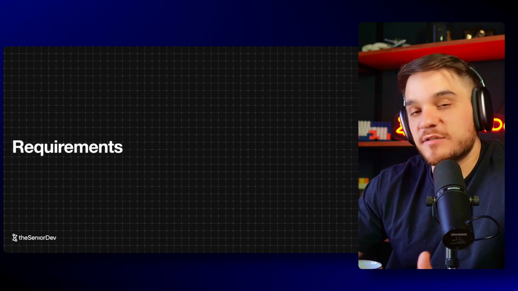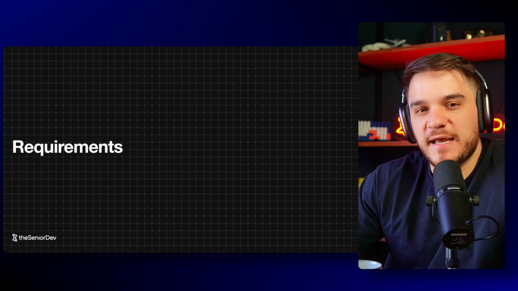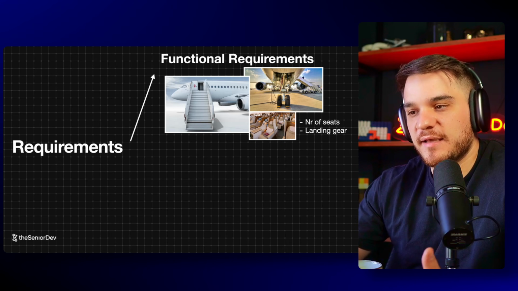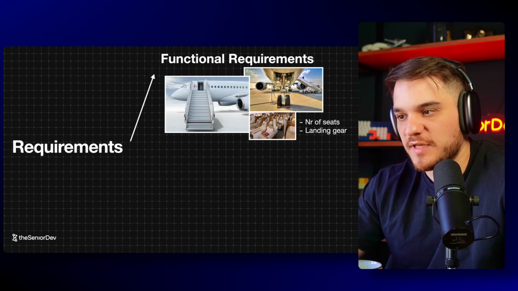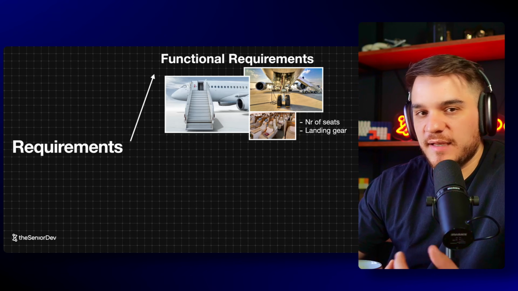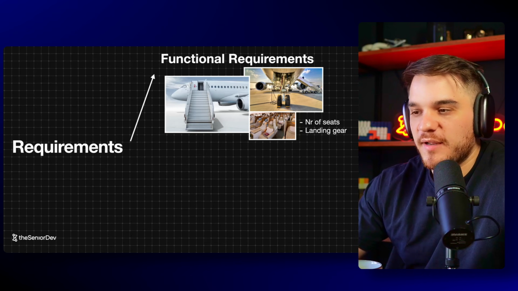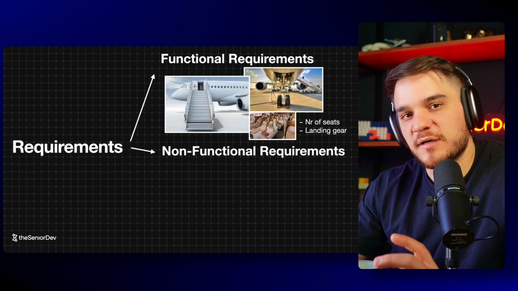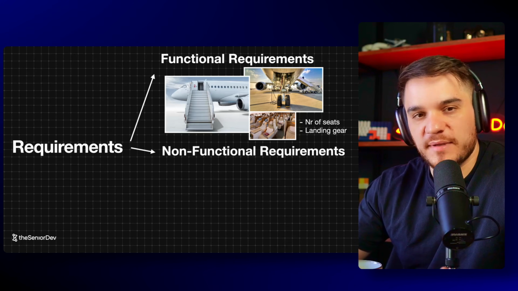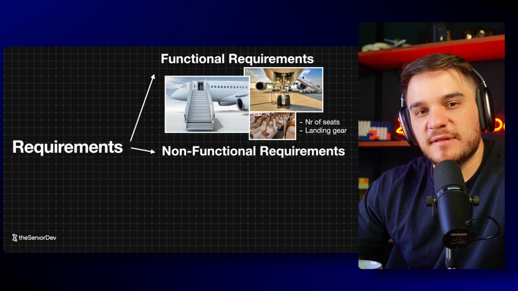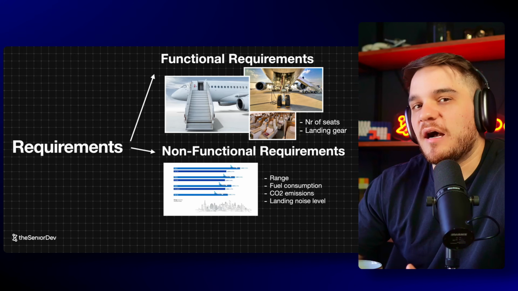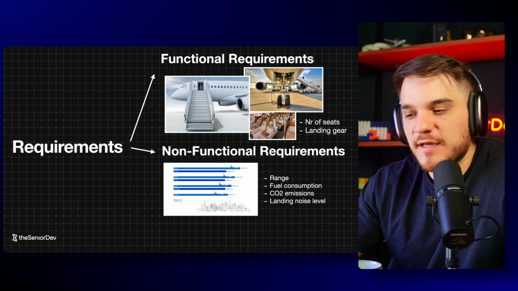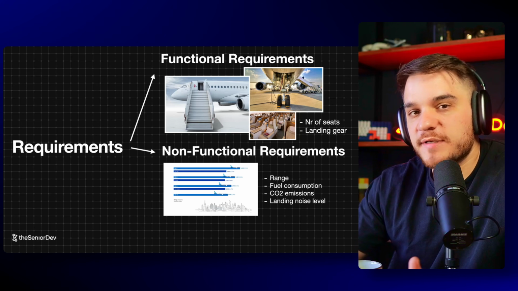Now, when it comes to requirements, you basically have two types. And you can think of it as if we were building an airplane. The functional requirements would be everything that the aircraft needs to fulfill its functions. Things like the number of seats, the landing gear, the engines, the structure, everything the airplane needs to get users from A to B. But then we have non-functional requirements. And those non-functional requirements are more about how the aircraft does what it has to do. So it would be things like how far can it go? Or what is the average fuel consumption? Or when you think of legislation, things like the CO2 emissions or even the noise level at landing.